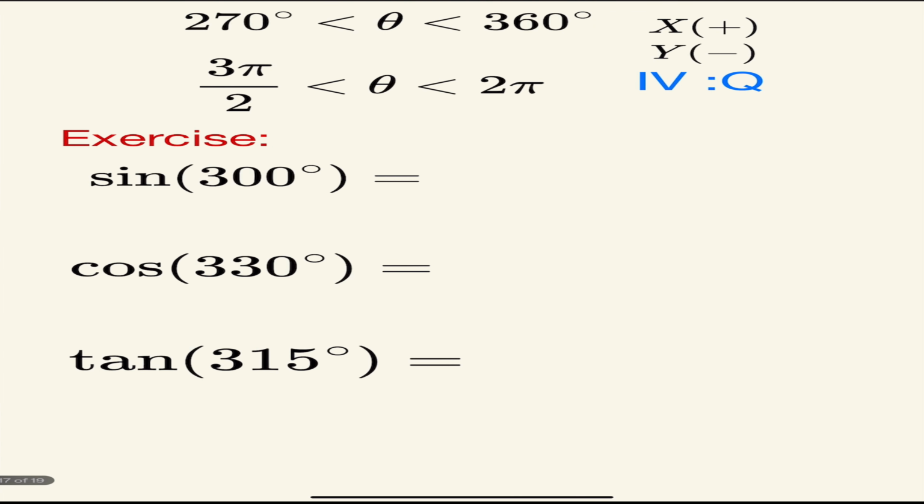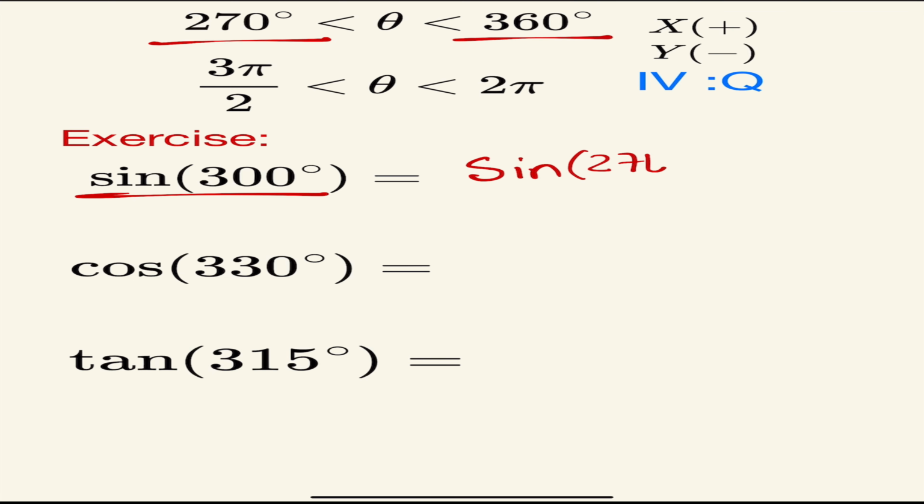Let's practice exercise now. So sine 300. What is sine 300? Whenever we see sine 300, it falls between 270 and 360, right? So we can just write it down: sine 270 plus 30.